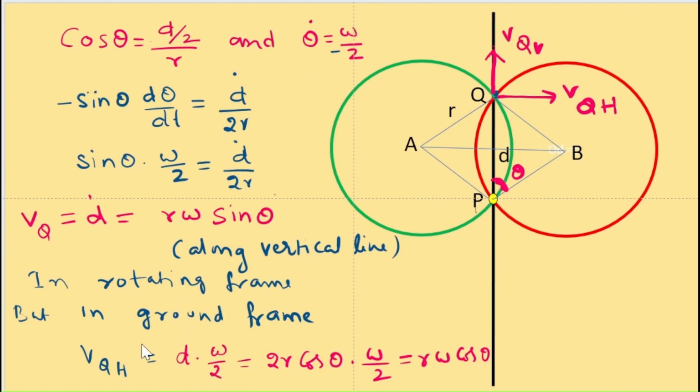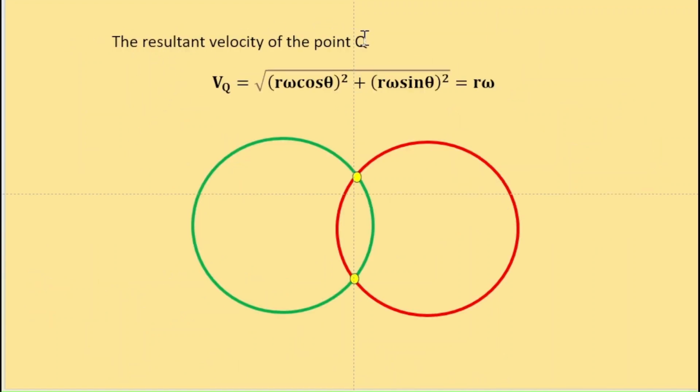The product of these two gives the velocity of intersecting point Q in the horizontal direction, which can be written as 2r cos theta into omega by 2. By simplifying that, r omega cos theta. Now the resultant velocity of the point Q in the ground frame can be written as Vq equals the square root of vertical velocity squared plus horizontal velocity squared. We will get r omega, where omega is constant, which is independent of time, which is uniform. Therefore the speed of intersecting point Q is also constant, which is independent of time. This is the solution of this problem.